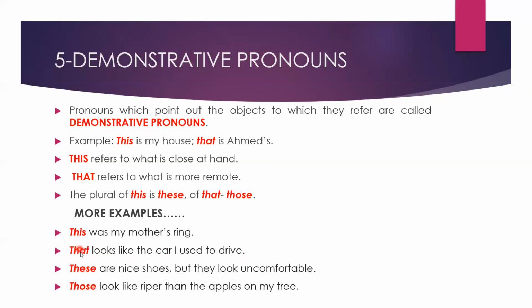Now here, this and that both are used for single things. Here we use these and those for the plural. Like, these are nice shoes, but they look uncomfortable. Those look riper than the apples on my tree. So here, students, in demonstrative pronouns, we learned that pronouns which point out the objects to which they refer are called demonstrative pronouns. This is my house, that is Ahmed's.